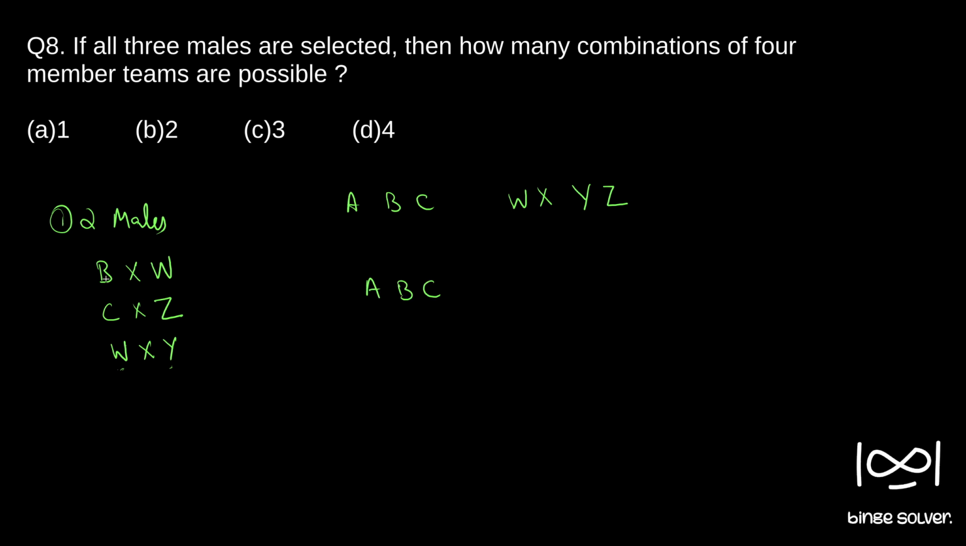Since B is there, W cannot be included, since B will not play with W. So the option of W is gone. Since C is there and C will not play with Z, the option of selecting Z is gone. And W will not play with Y, that doesn't matter. We can choose either X, or we can choose Y along with A, B, C. So only two combinations are possible. So the answer to this question is B, 2.